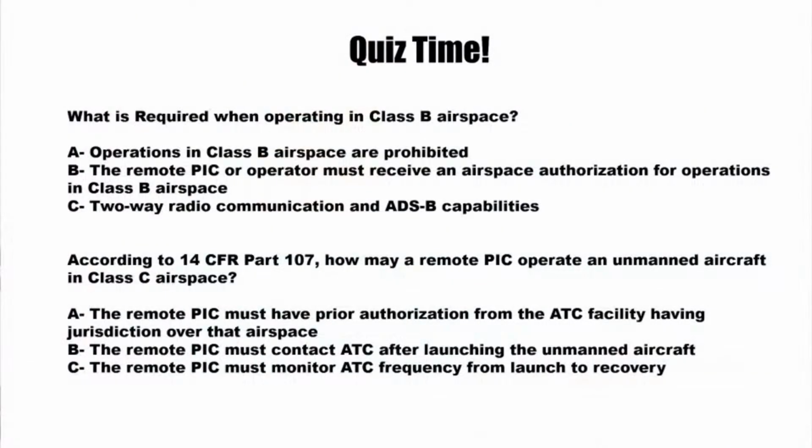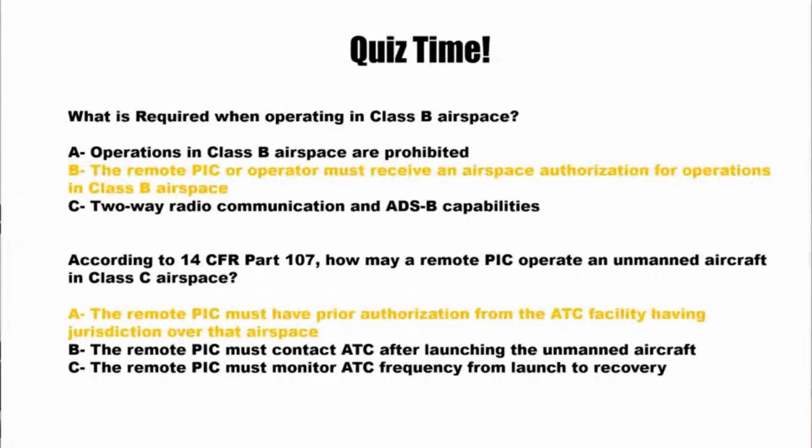Hopefully, this introduction to airspace wasn't too bad for you. So let's do some practice questions to find out. What is required when operating in Class B airspace? And according to 14 CFR Part 107, how may a remote PIC operate an unmanned aircraft in Class C airspace? Let me give you a moment to pause the video and figure these out if you want.